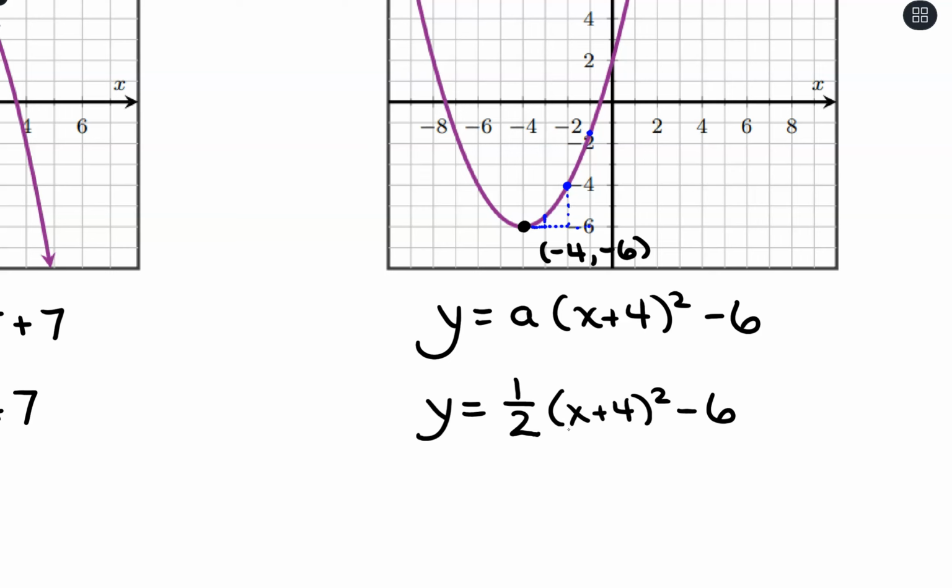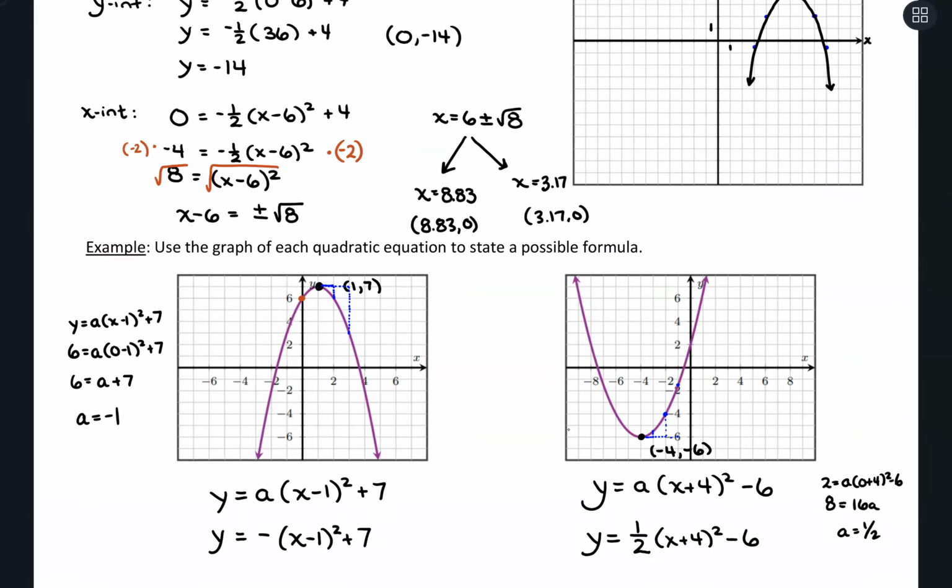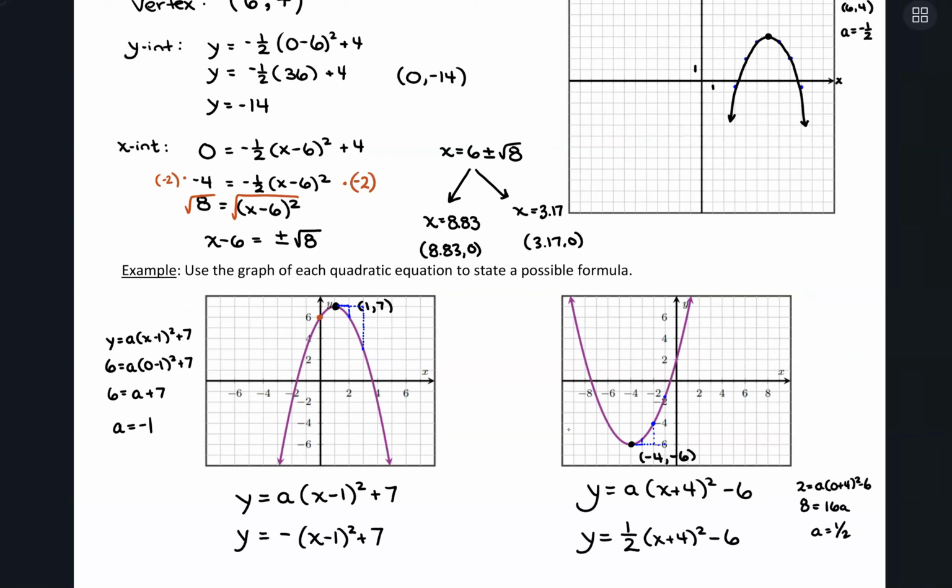And we could check that by plugging in a coordinate that is not our vertex, like that coordinate 0, 2. I could go 2 equals a times 0 plus 4 squared minus 6, which will be, I'm going to add 6 to both sides, so 8 equals 16a, divide by 16, and there's our positive 1/2. So that's how we can work with our vertex form to either find the equation of the quadratic or graph the quadratic.